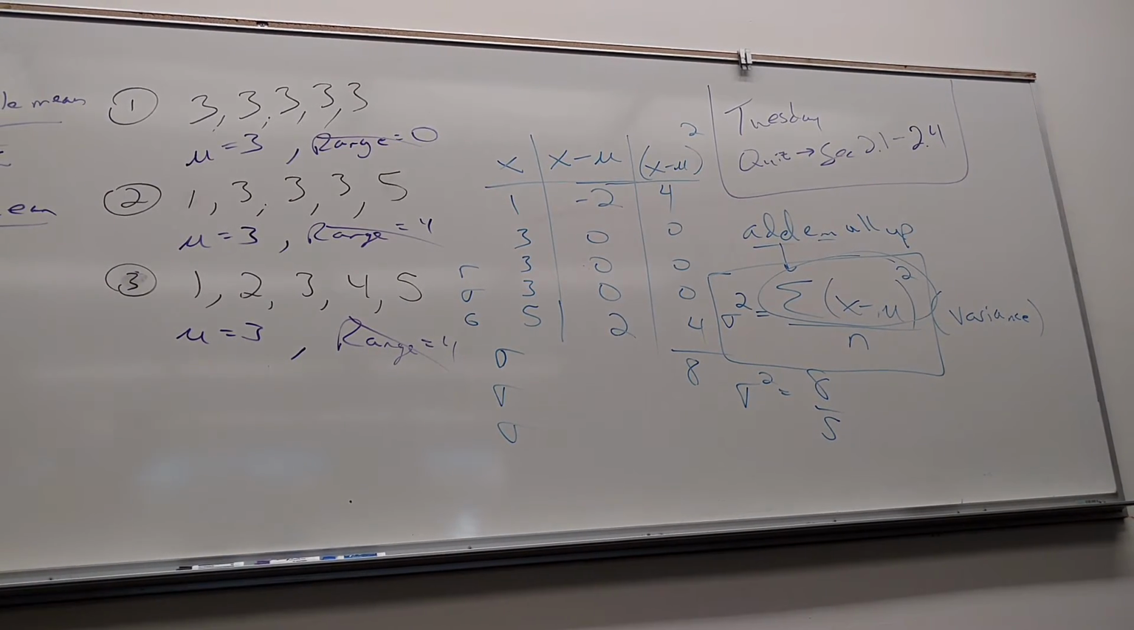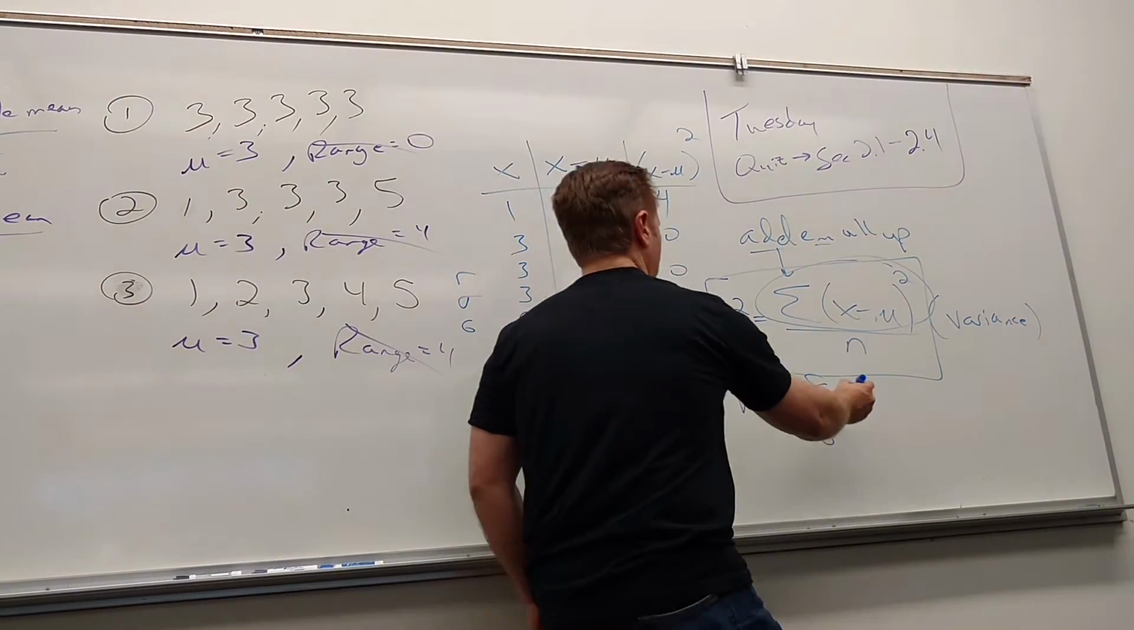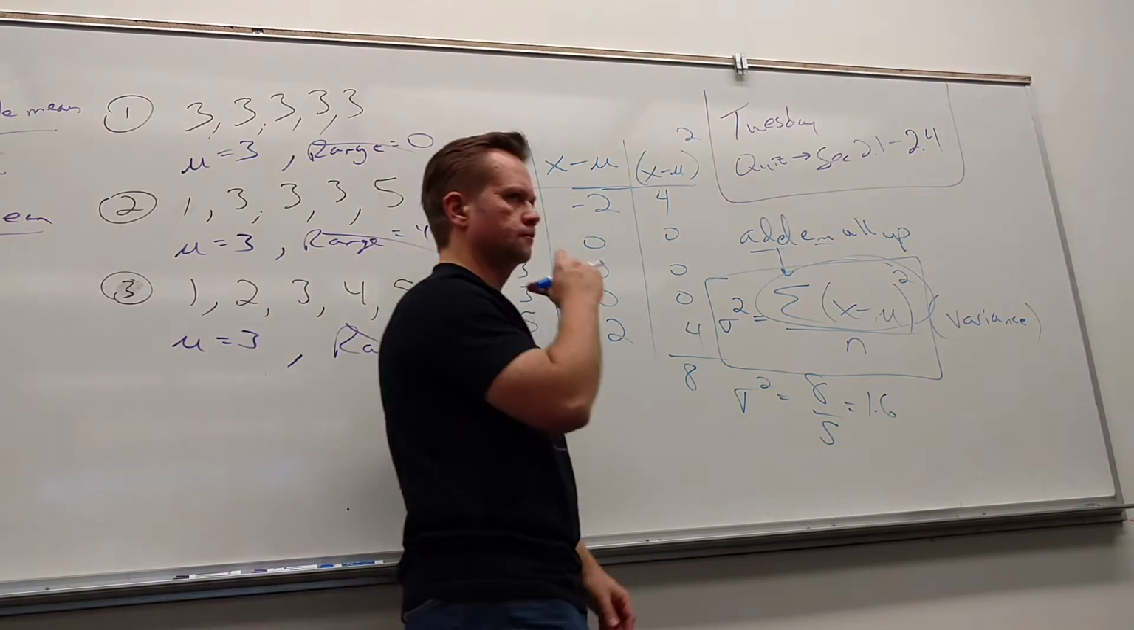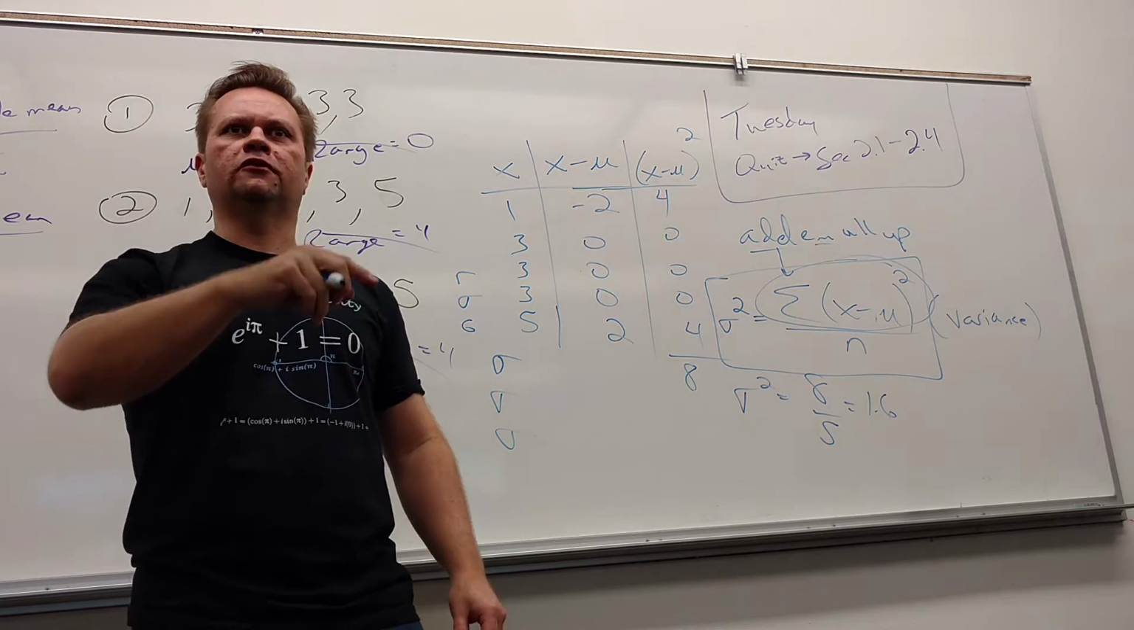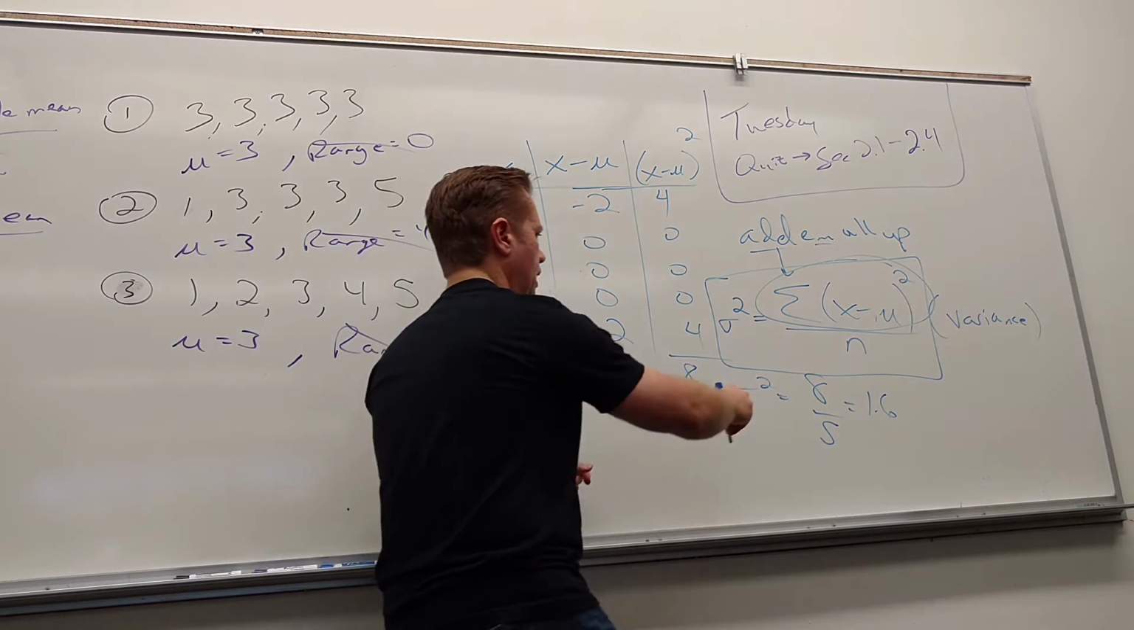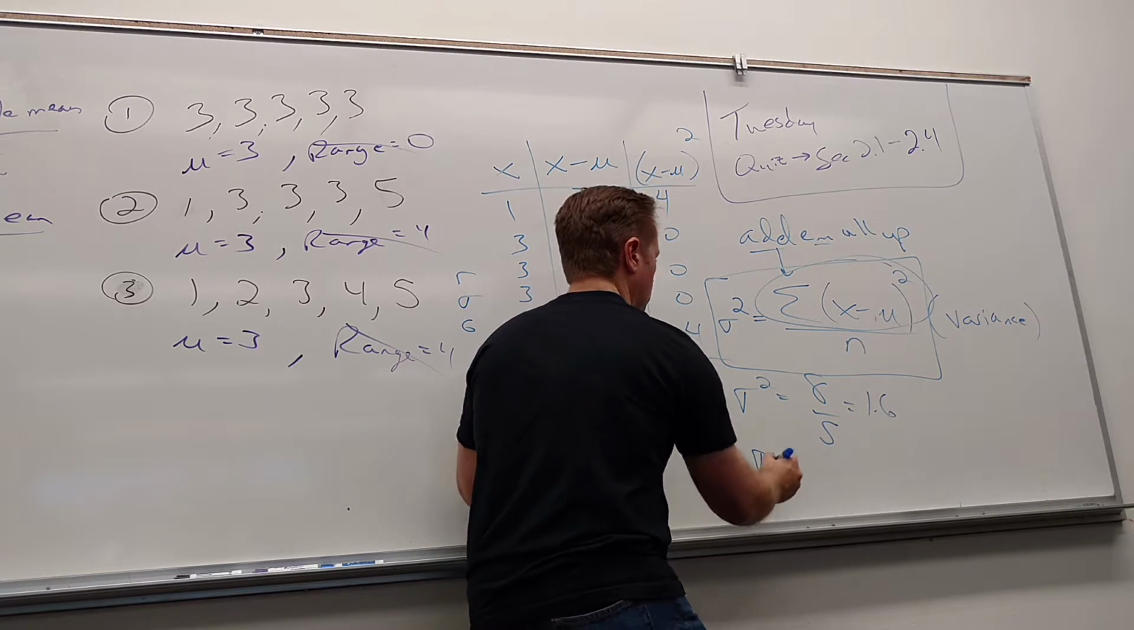Thank you, kind sir. So that's what, 1.6. All right? Dividing by 5 is easy. You double it and then you move the decimal over 1. Bam. And how do I get the standard deviation then?